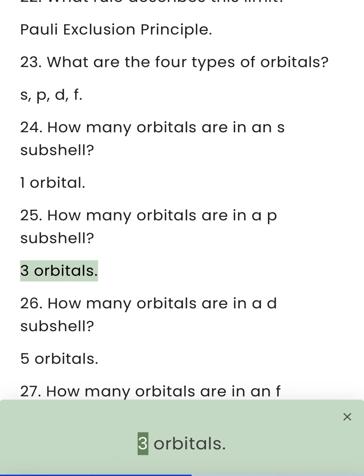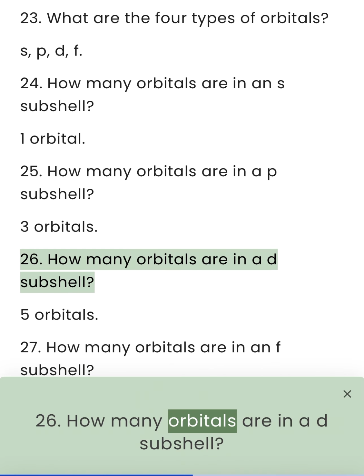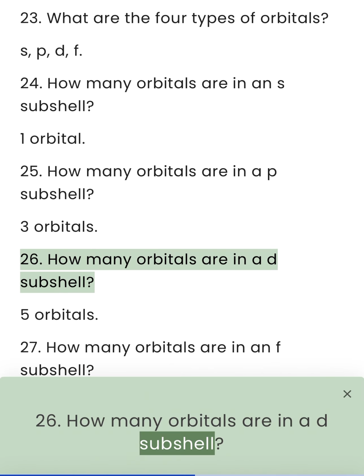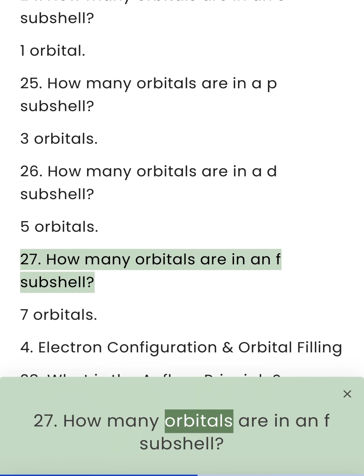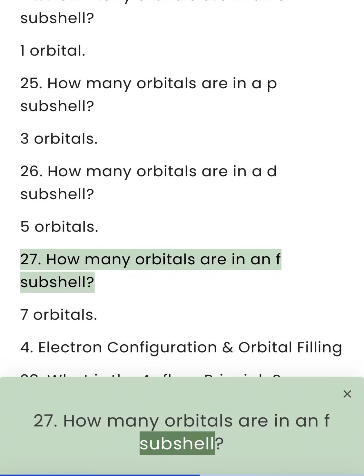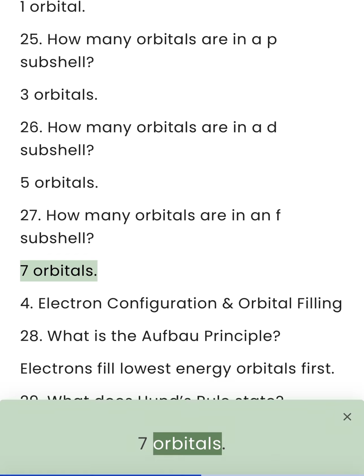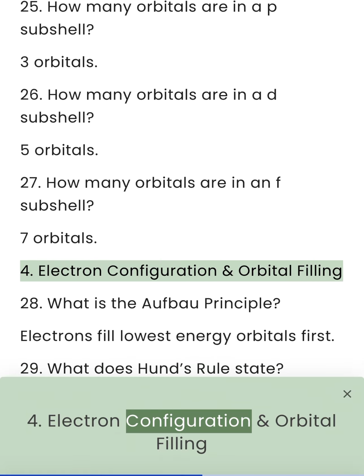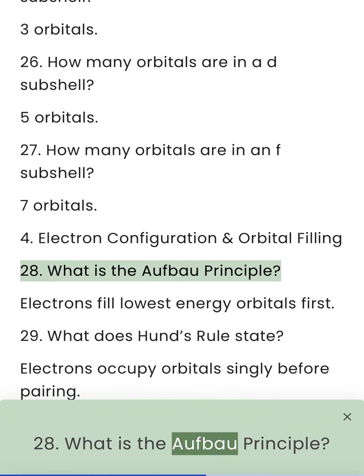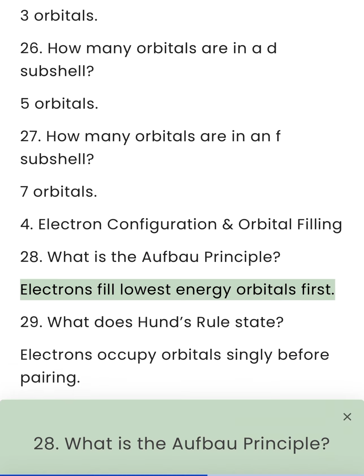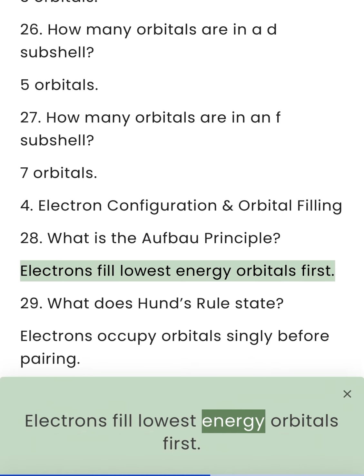3 orbitals. 26. How many orbitals are in a d subshell? 5 orbitals. 27. How many orbitals are in an f subshell? 7 orbitals. 4. Electron configuration and orbital filling. 28. What is the Aufbau principle? Electrons fill lowest energy orbitals first.